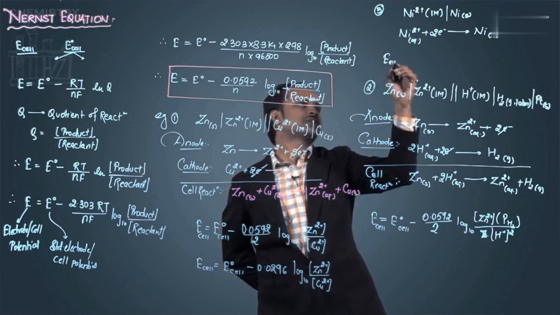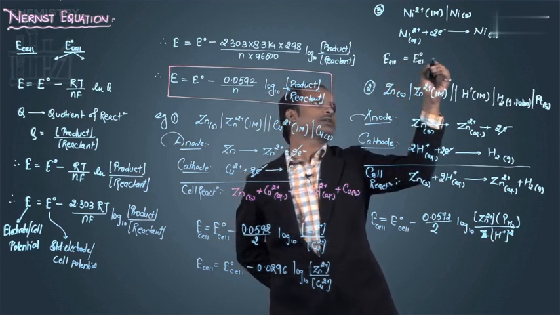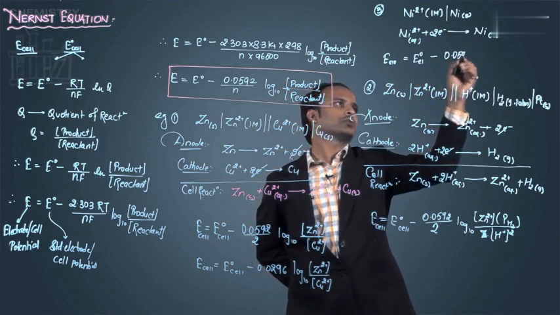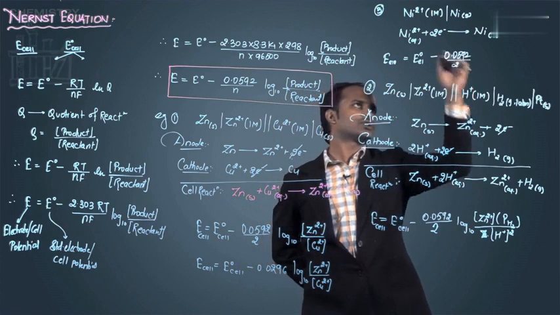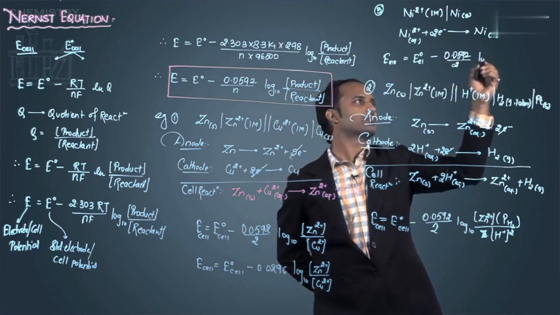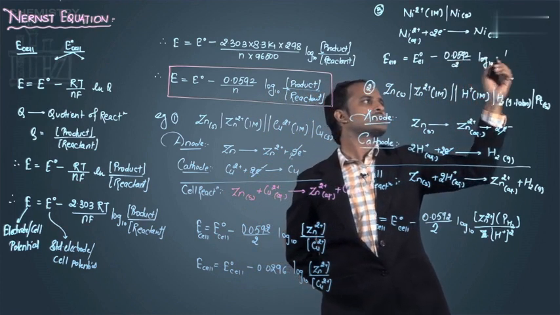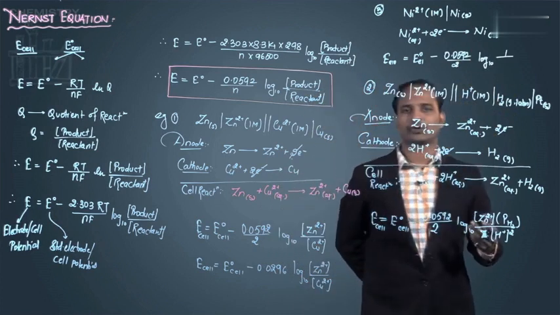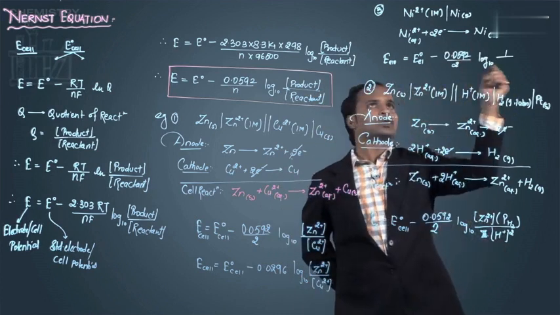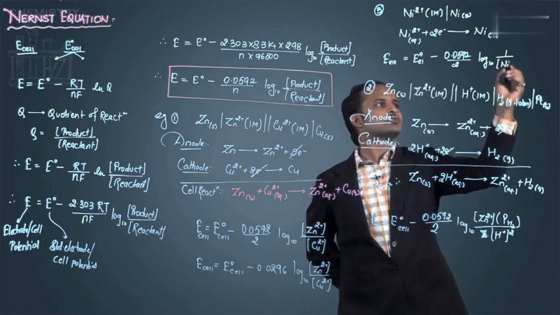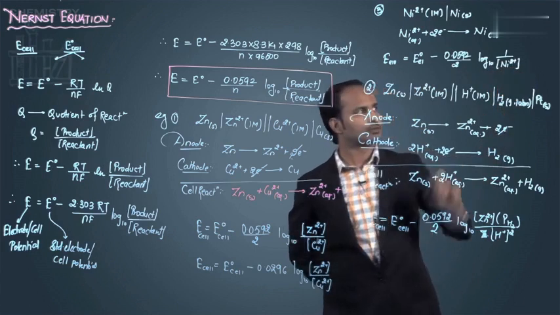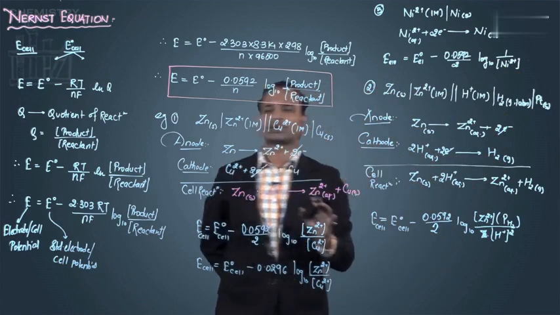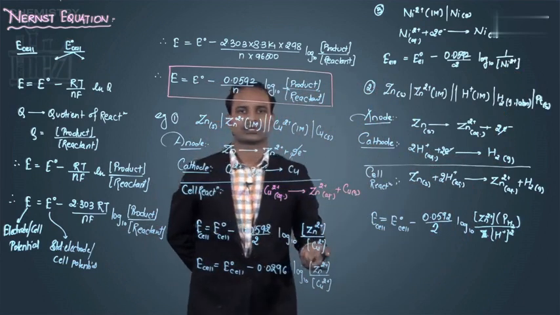So instead of E cell, I will write E electrode, that is E naught electrode, the standard electrode potential, minus 0.0592 over n. The total electrons gained or lost is 2 here, so 2 electrons are involved, times log to the base 10 of the molar concentration of products over reactants. There are no ions or gas on the product side, so it is 1 upon the concentration of Ni2+. In this way, we use the Nernst equation for an electrode or for a cell.